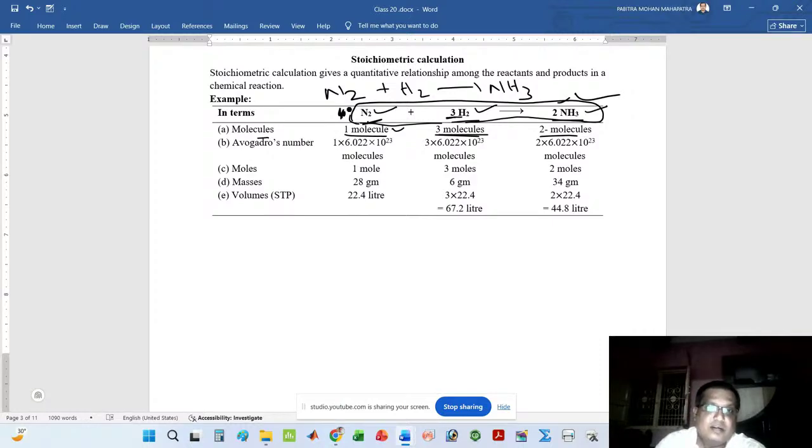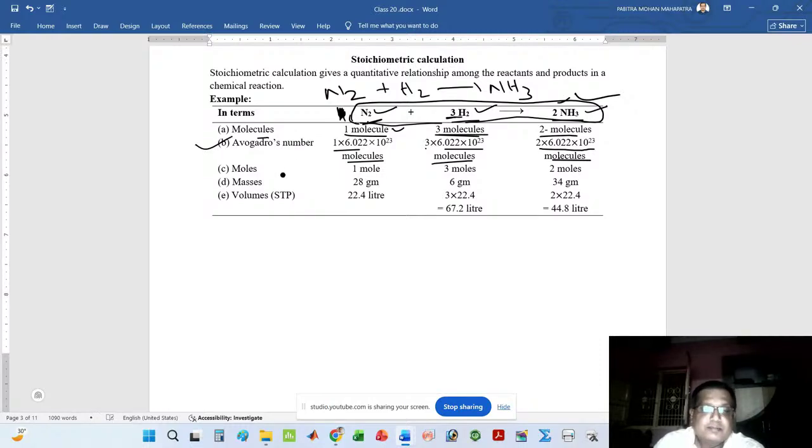Here, only one N2 molecule is used. So here I can write 1 into 6.022 into 10^23 molecules. Next, 3 into 6.022 into 10^23 molecules. Next, 2 into 6.022 into 10^23 molecules. As per the coefficients, I have explained the equation in terms of Avogadro's number.